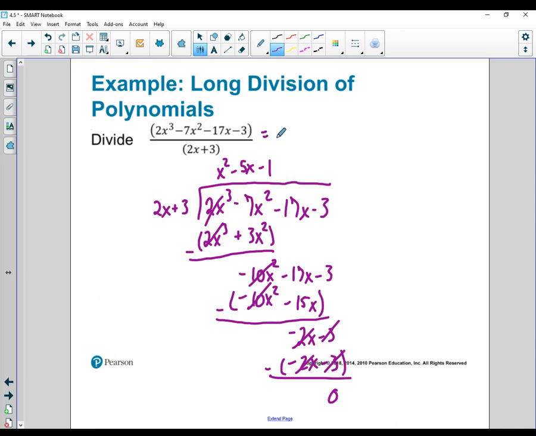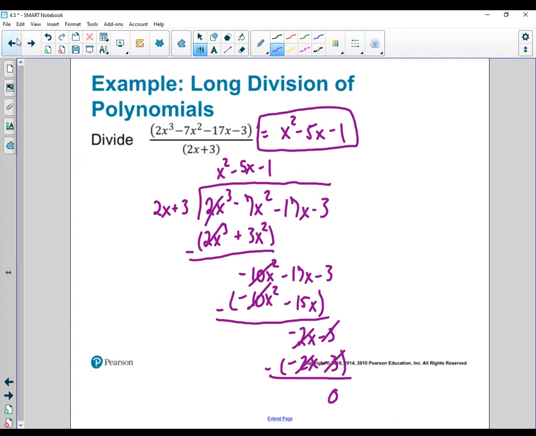So this division here equals x squared minus 5x minus 1. That's polynomial long division. You just do the same thing over and over and over until you get down to nothing, right? And this makes sense, right?